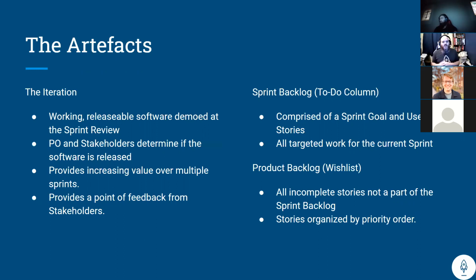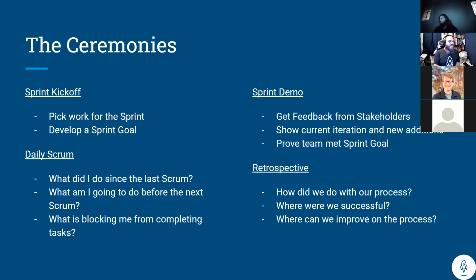And then the product backlog is the last artifact, and it's all incomplete stories that aren't part of the sprint backlog, and it is prioritized by, we need this thing, this thing, this thing, this thing, so on and so forth. So we've talked a little bit about this stuff, kind of ad hoc through the Kanban process, but this is what those words mean that I sprayed out at you guys last week.